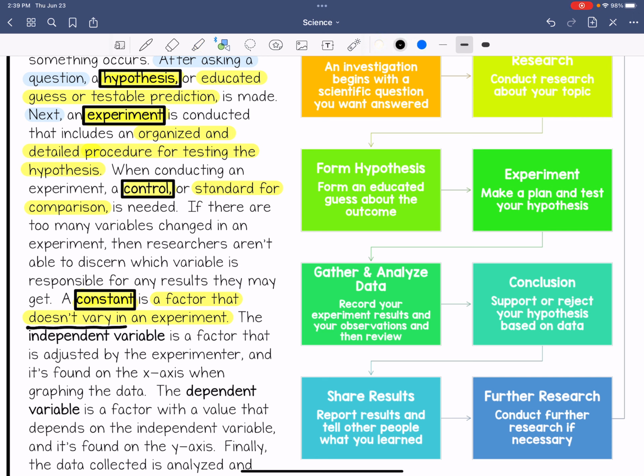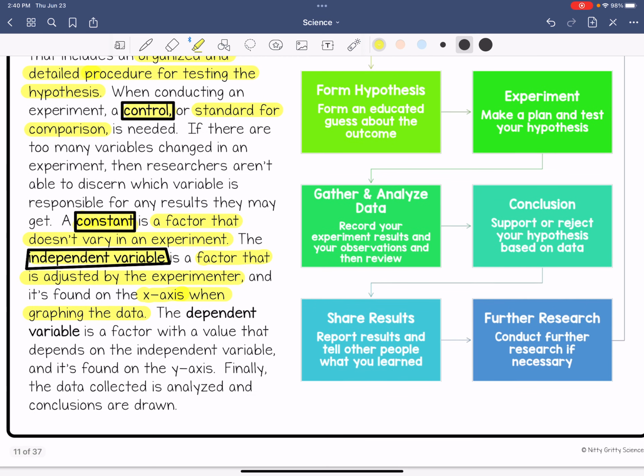The independent variable is a factor that is adjusted by the experimenter, and it's found on the x-axis when graphing the data. And don't worry about that. Let's just get the definition. I'm going to explain all of this to you.